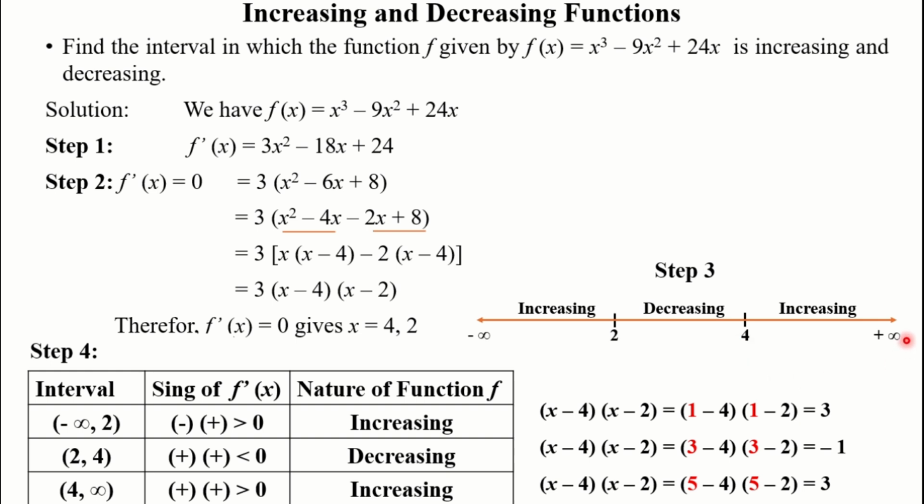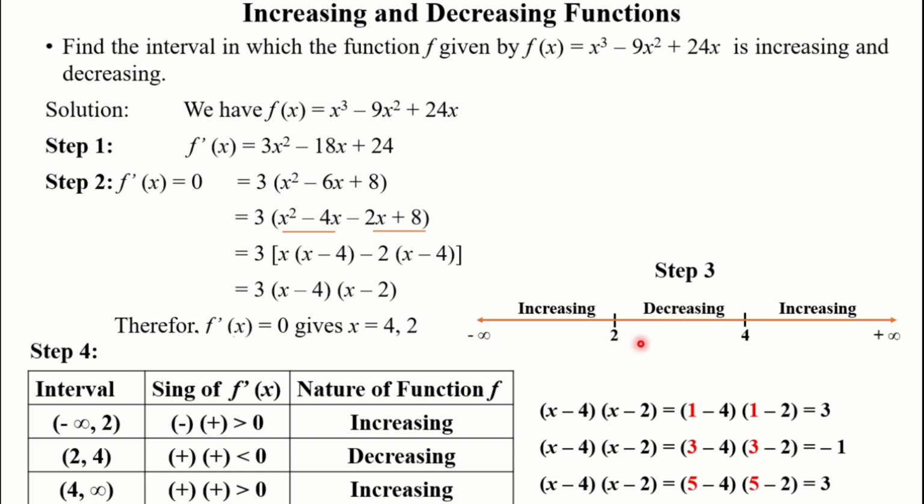Now we want to find out whether the function is increasing or decreasing in each interval. For that purpose, we need to put values of x in the given interval. First of all, we put x = 1, which is in the interval (-∞, 2). We will get the value of the first derivative as 3, which is greater than 0, means the function is increasing in this interval, (-∞, 2).